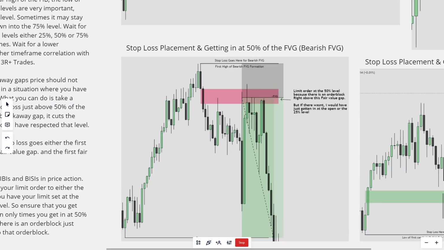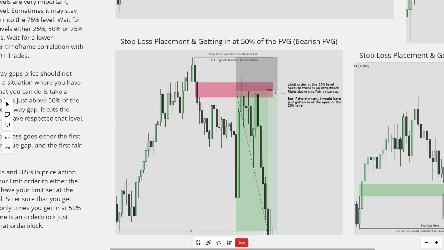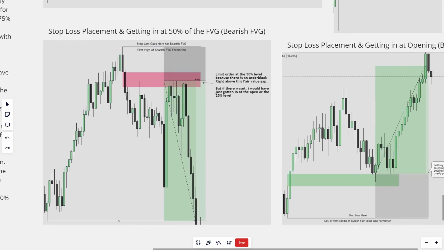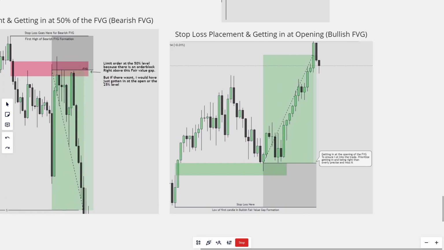So this is a good depiction of where you want to put your stop loss. We took the trade here and the stop loss goes just above right here. So we have the first candle, the second candle, and the third candle that creates the fair value gap. For a bearish fair value gap, your stop loss goes above right here. And for a bullish fair value gap, your stop loss goes down here. One candle, two candle, three candle, that creates a fair value gap. Your stop loss goes below that third candle right there.